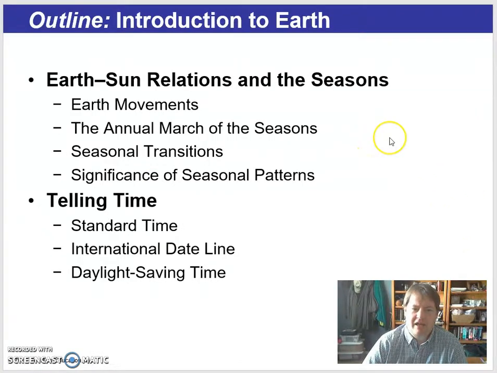Okay. And then we'll get into a lot of Earth-Sun relationships and the seasons. So, the tilt of the Earth's axis, revolution around the sun, all that good stuff. So, Earth movements, the annual march of the seasons. Those two factors I mentioned will affect that: seasonal transitions and the significance of seasonal patterns. We talked about in Geography 105, World Regional Geography, a lot of different patterns based on land, weather, and climate, which ties together Geography 111 and 112, how different patterns happen throughout the world, both on seasonality and basically landforms.